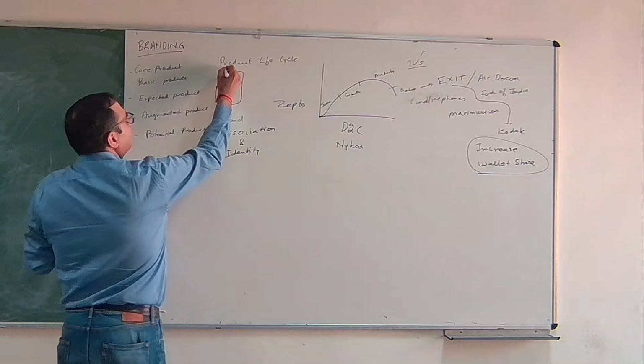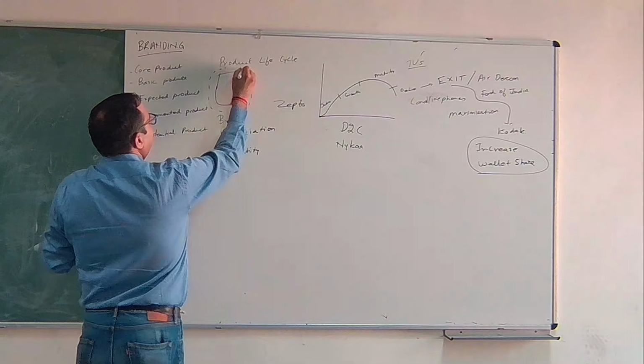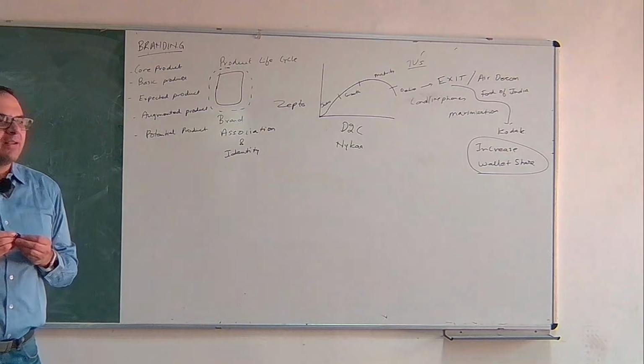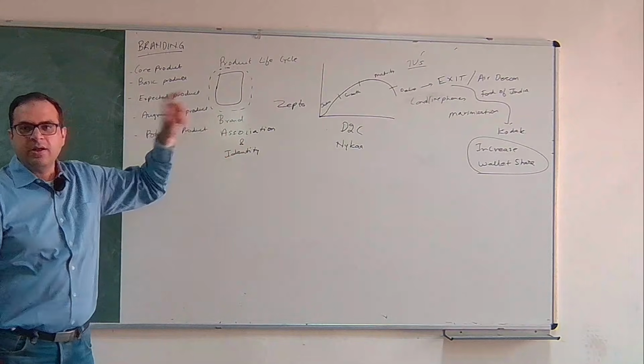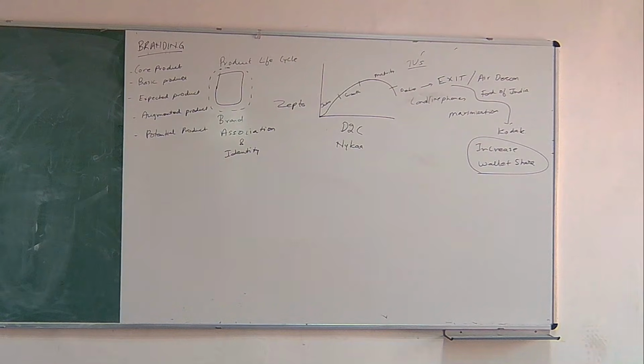I need to expand the box. And how do I do it? I create a slightly differentiated brand association and brand identity. Hyundai is also doing that with Kia in India. If you take a Creta versus a Seltos, it's basically the same car. But a Seltos is a little bit more expensive, it has a little bit more features, it has a better brand identity, which is why people are willing to pay a little bit extra for that association.